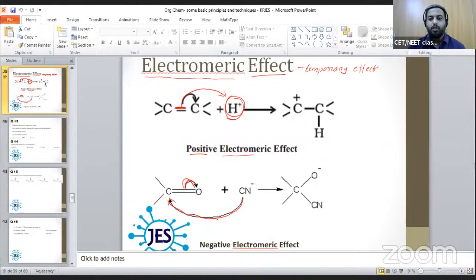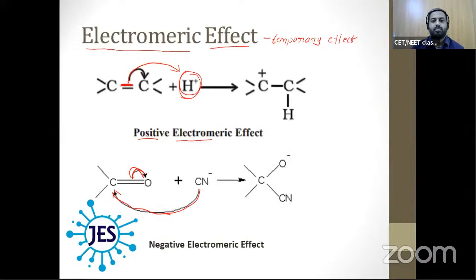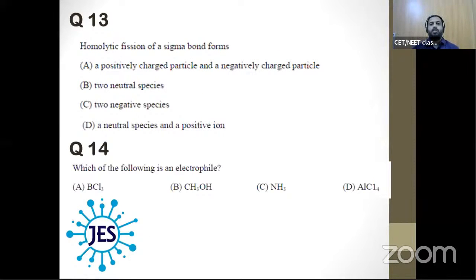Let us now start solving multiple choice questions. Okay, this was the electronic effect part that we discussed last class, like inductive and this one resonance effect. Electromeric effect can also be positive and negative. Question number 13. Question number 12 was still IUPAC nomenclature. Question number 13 is for electronic effects. Okay, let's take up this question now. Let me highlight this.